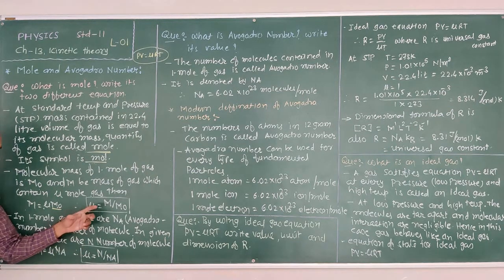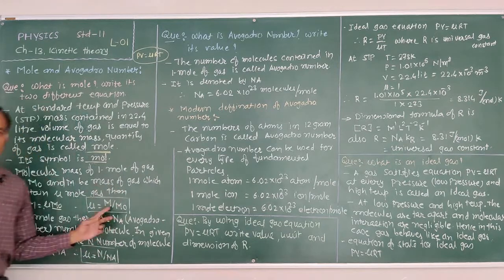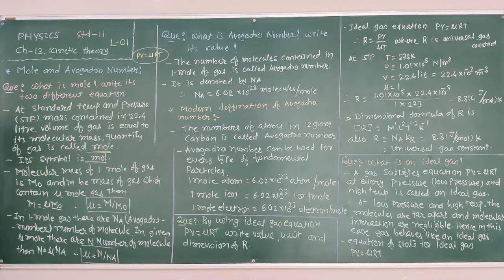So that is the quantity of gas in moles in terms of the mass: the ratio of the total mass to the mass of 1 mole of gas. That gives the quantity of the gas in the given container.